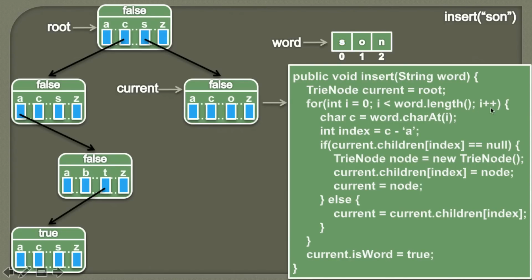So after incrementing the value of i by 1, i becomes 1. So now we'll insert o. So value of char c will become o. We will evaluate its index position by subtracting a from o. So it would give index as 14.